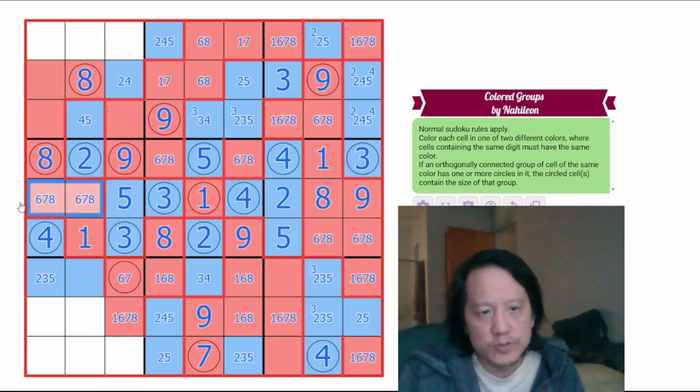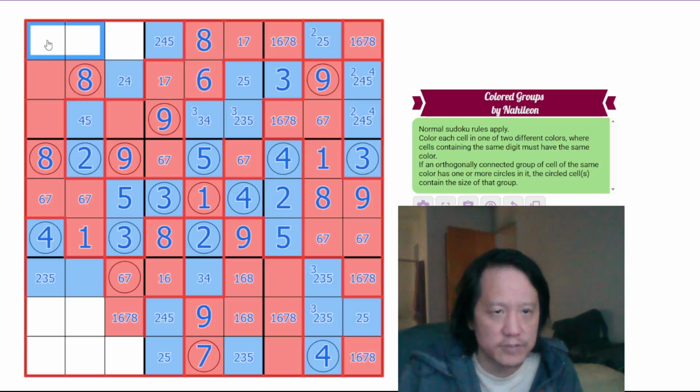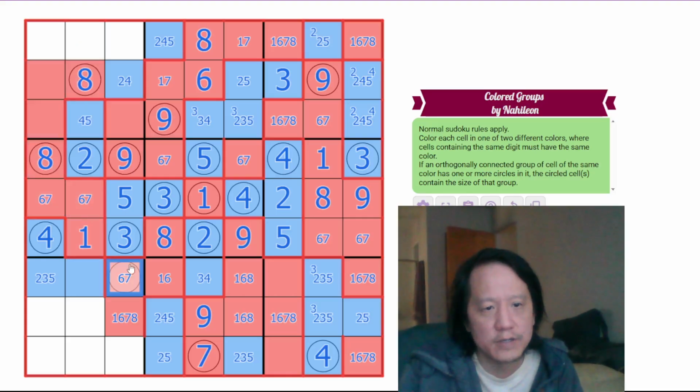So this is 8, which means this can't be 8 here. This can't be 8 here. No 8 here. No 8 here. No 8 here. This 8 eliminates 8 here, so this is 6, this is 8. And the reason why this is 8 is because the 9 has to be connecting to this orthogonally.